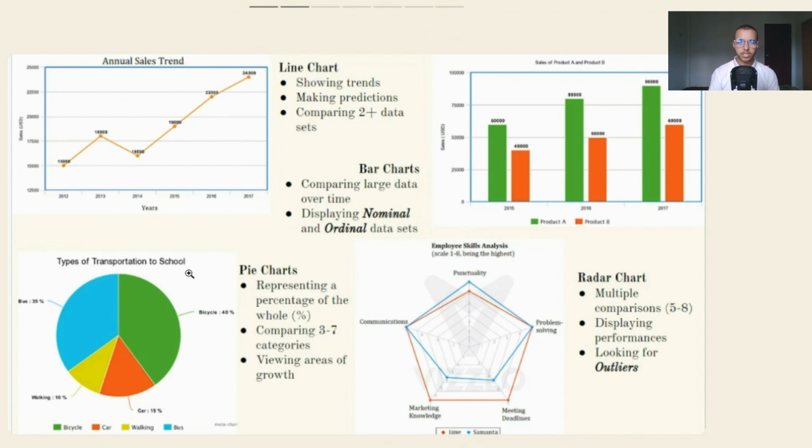The next is a pie chart. Pie charts are great representations when we want to look at a percentage out of the whole, like the 100%. We can also compare a lot of categories, up to 7 categories.